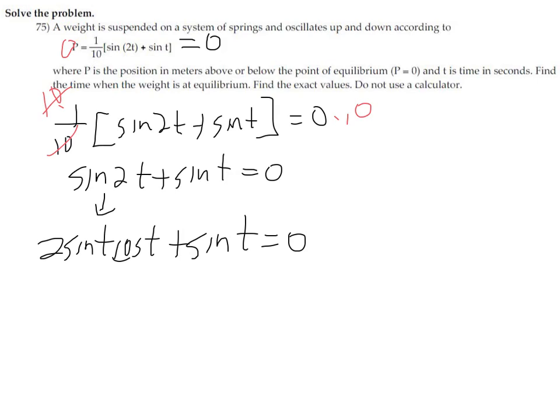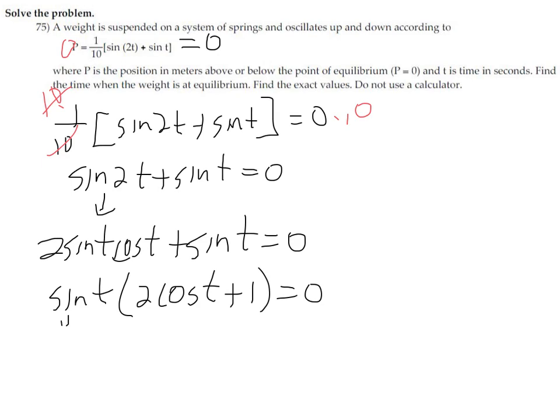For the first expression, nothing factors out of this. This isn't sine squared t. This is sine of 2t, different. But in the second one, notice the sine t. We can factor. So we factor out the sine t, giving us 2 cosine t plus 1 equals 0. This gives us sine t equals 0. This will give us cosine t equals -1/2. That comes by first subtracting 1 and then dividing by 2, and we'll have -1/2.